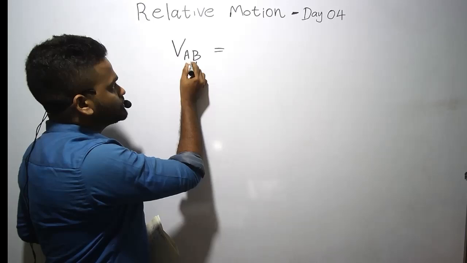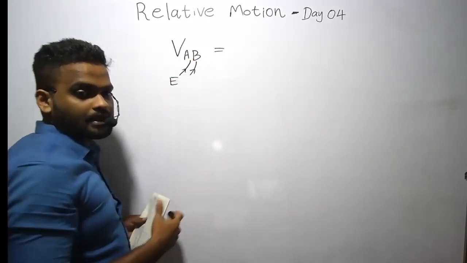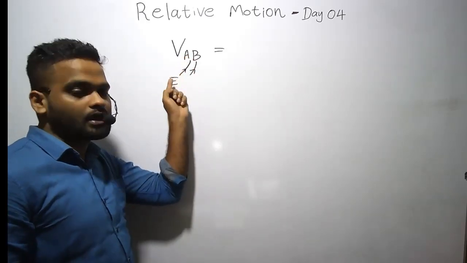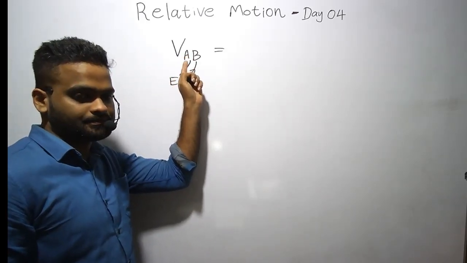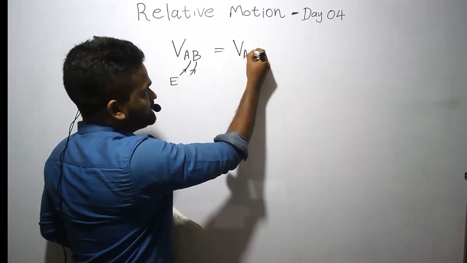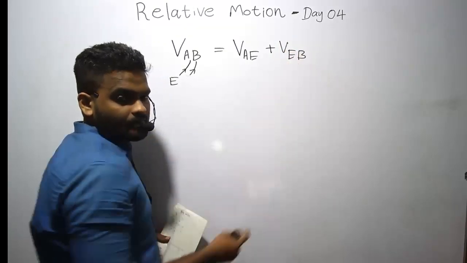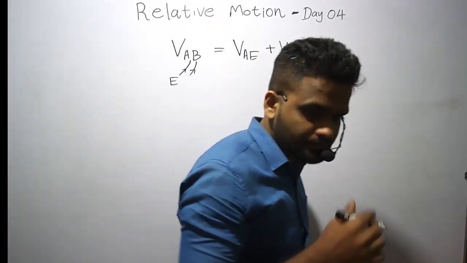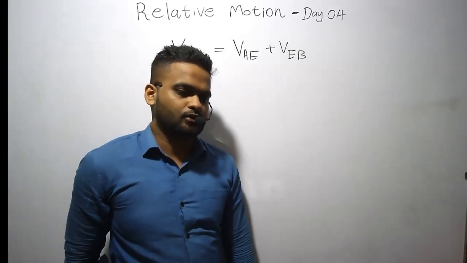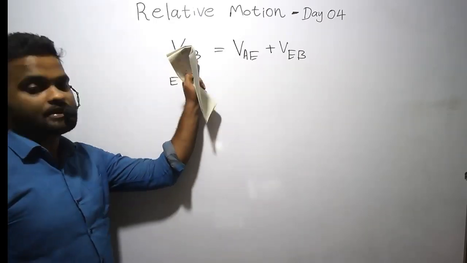So to find that, you just have to insert a third object in between those. So here I am putting Earth here, right? Earth or ground here. So you can separate this term into VAE plus VEB. With respect to B, or we can say relative to B.